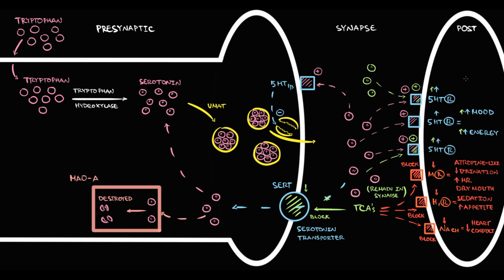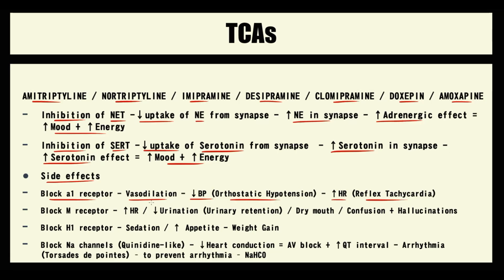So in addition to the alpha-1 receptor, tricyclic antidepressants block the muscarinic receptor. Thereby, they can cause increase in heart rate, urinary retention, dry mouth, confusion, or hallucinations. Also, they block H1 receptors. This can cause sedation, increased appetite, and thereby weight gain.